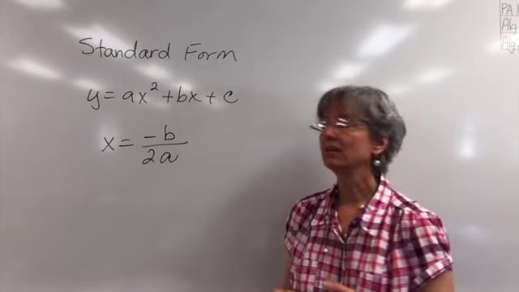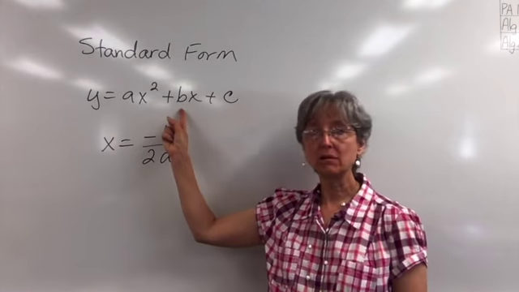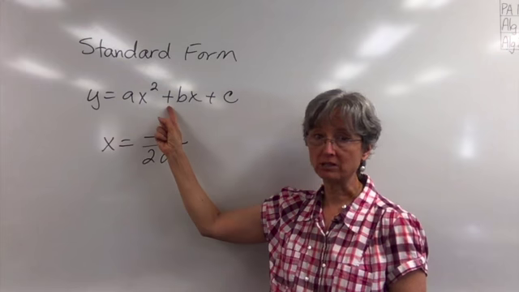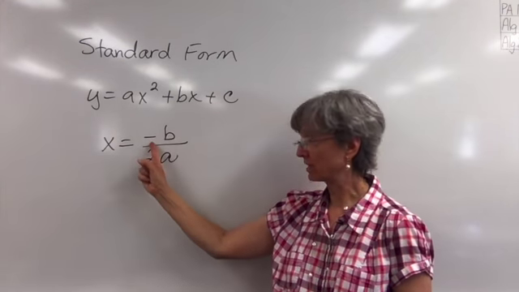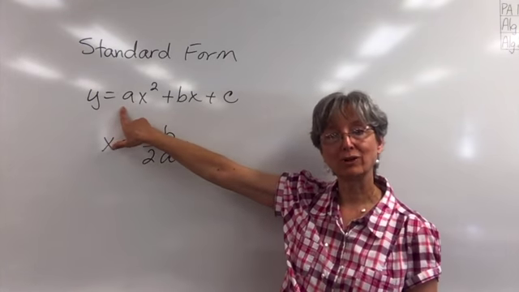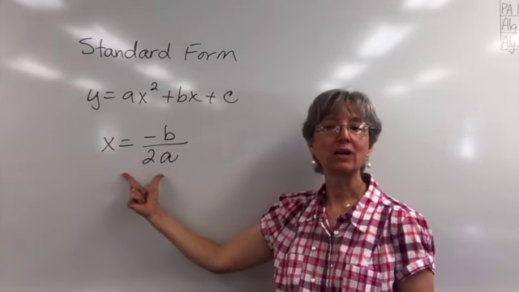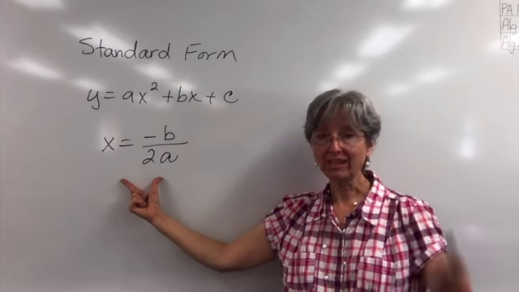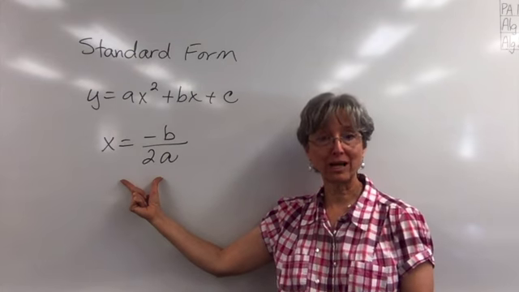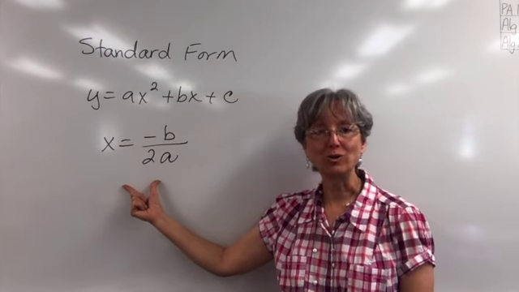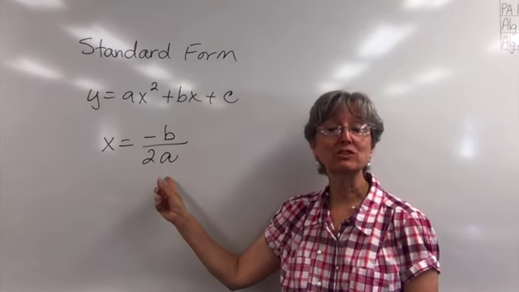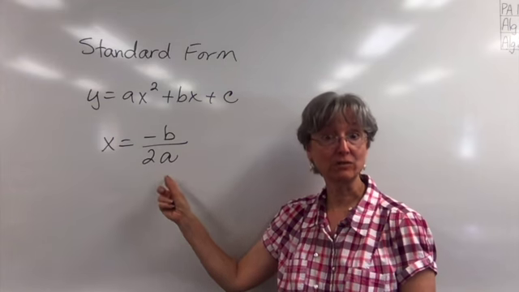2a. Negative b. So whatever this number, this coefficient of the x, change its sign. If it's negative, it becomes positive. If it's positive, it becomes negative. Put it over 2 times whatever your a is. That is your axis of symmetry. That's the line that goes straight up and down right through the middle of your parabola. By the way, that's also the x of your vertex.